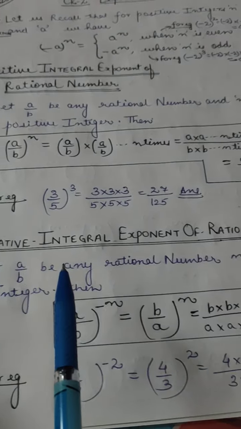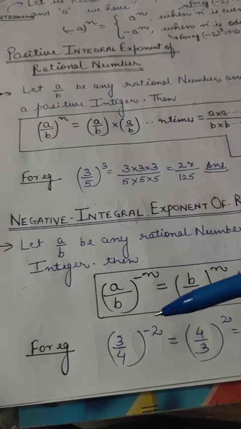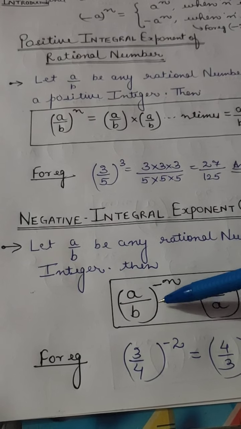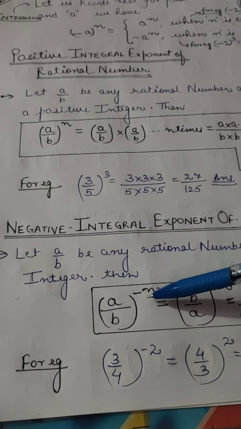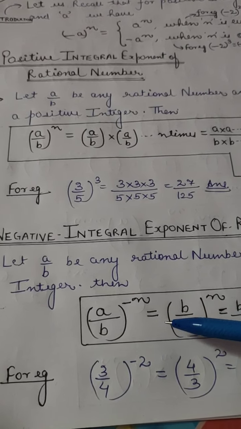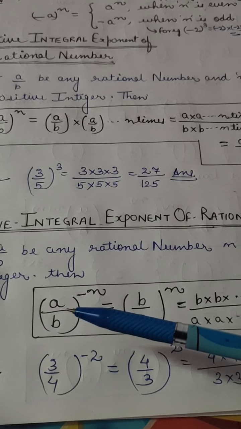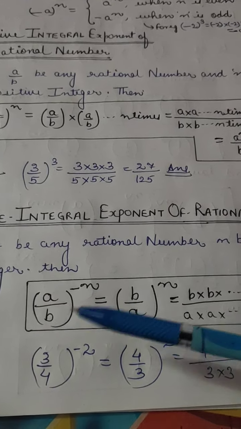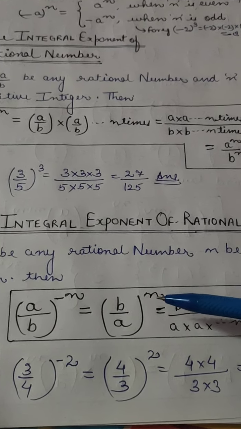Next is negative integral exponent of a rational number. What does this mean? When a rational number is raised to a negative integral power. For example, a by b here is raised to the power minus n. So what we did in the next step, we have just reversed the numerator and denominator. What do we get? b upon a. Hence the power becomes positive.